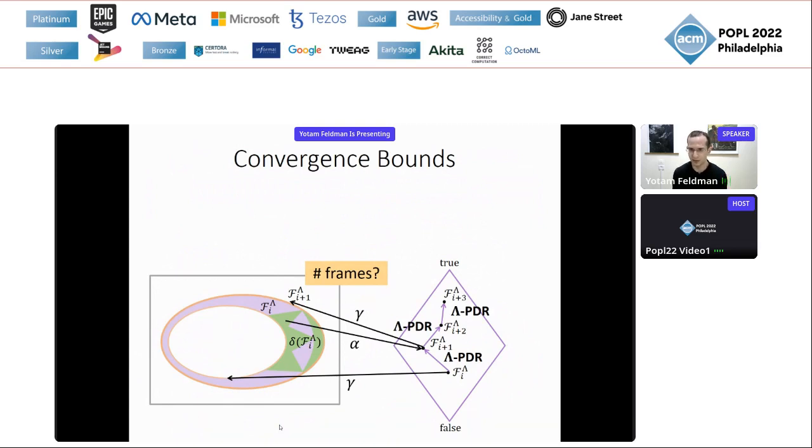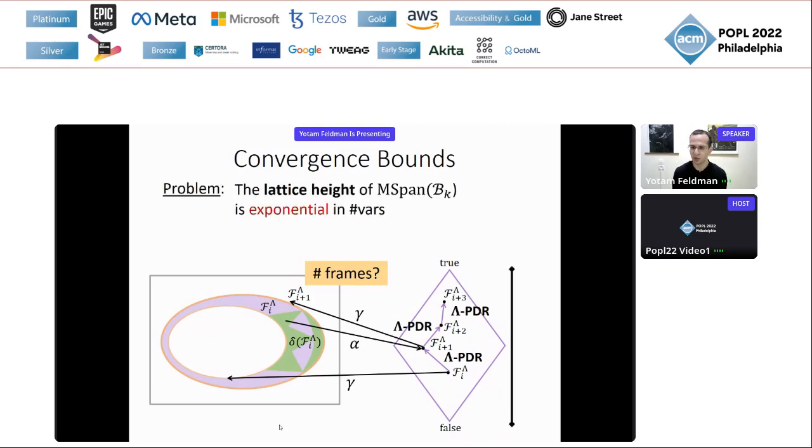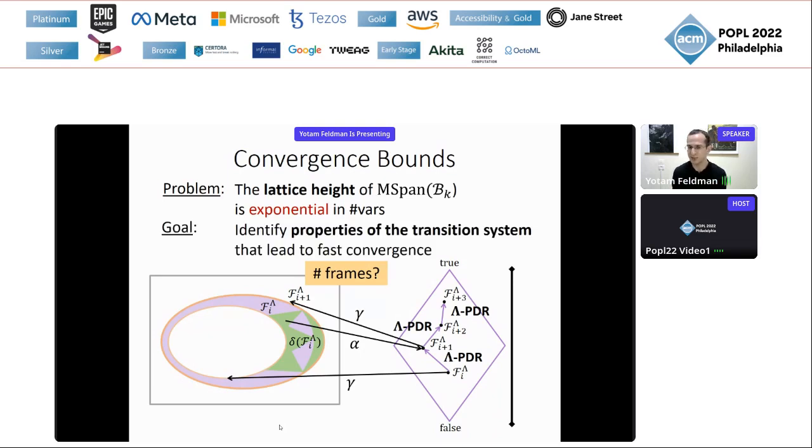to an inductive invariant. The typical answer to such questions involves properties of the abstract domain, but unfortunately, in this case, the abstract domain always has an exponential lattice height, and there are cases where this algorithm converges slowly. So in order to understand when this algorithm converges in few iterations, say a polynomial number, we need to consider properties not just of the abstract domain, but also of the specific transition system it's analyzing.